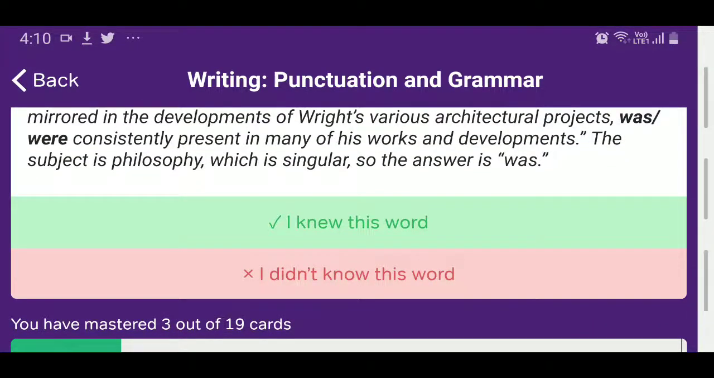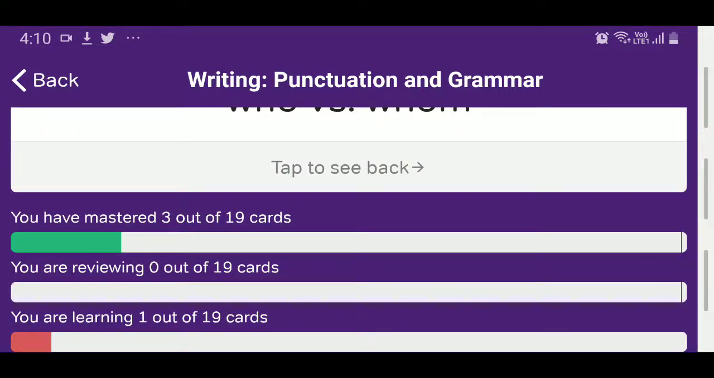In case you want to revise it, you will say "I don't know the word," and it will keep on revising. If you say "I knew this," then it will go away forever. Let me say I don't know this. So it will come. What is the difference between who and whom?